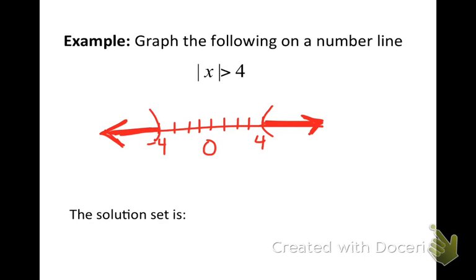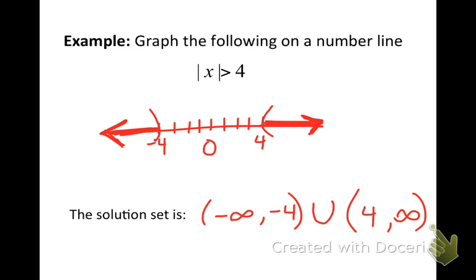So what would that look like as a solution set? We wouldn't use set notation. We're going to use interval notation because we're talking inequalities. It's an intersection or a union. A union, so we need to have a little u in between. What's this looking like in interval notation? Good. Negative infinity to negative 4, parenthesis, union, parenthesis, 4 to positive infinity. Okay.